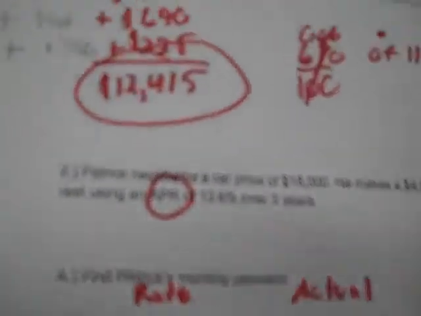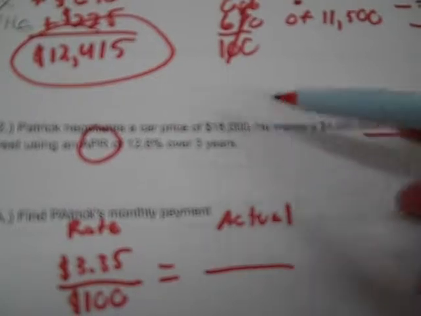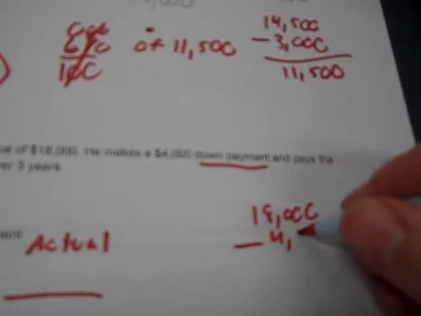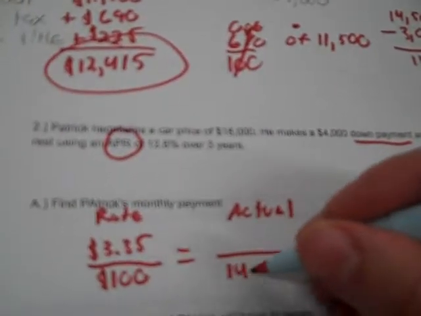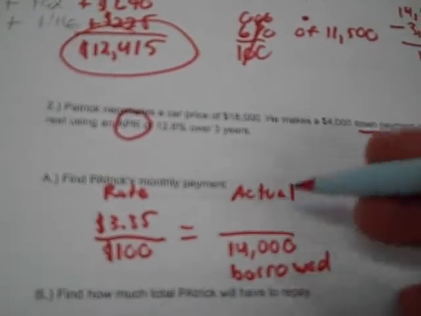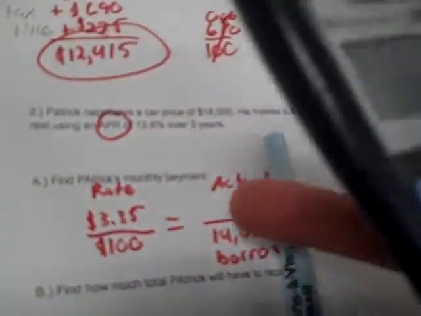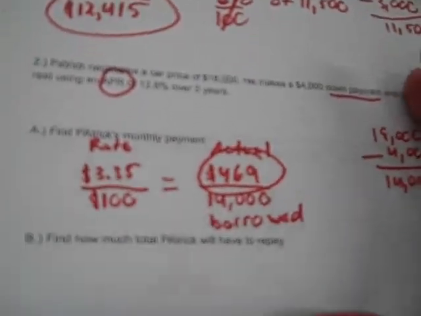Now to find the actual amount, he makes a down payment, okay? So he's not going to borrow all $18,000, okay? So we need to take $18,000 and subtract the down payment, $4,000, because he has already paid that. And that's $14,000. So he has borrowed $14,000. So you don't borrow all the money. Okay, then I just cross multiply and divide. I take 3.35 times 14,000, and then divide whatever that is by 100, and that's $469, and that's your monthly payment. Okay, and that's the answer.